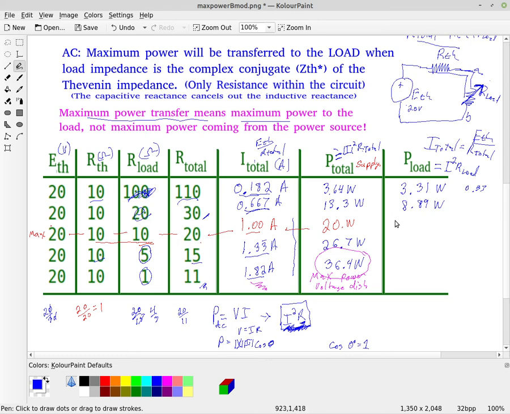And then let's look at the loaded, what they call max power now. Okay, so max power, we have 1 ampere squared times the 10 ohms of the load resistance, which is simply 10 watts. 10.0 watts if we want 3 significant digits.